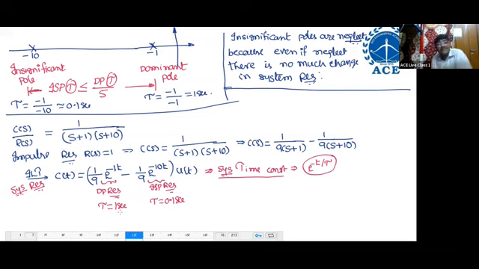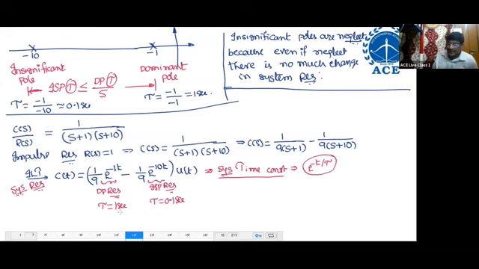Sometimes they'll ask what is the system time constant by giving the response. So simply compare the response with e power minus t by tau, so that you will get the system time constant. Okay. Next.